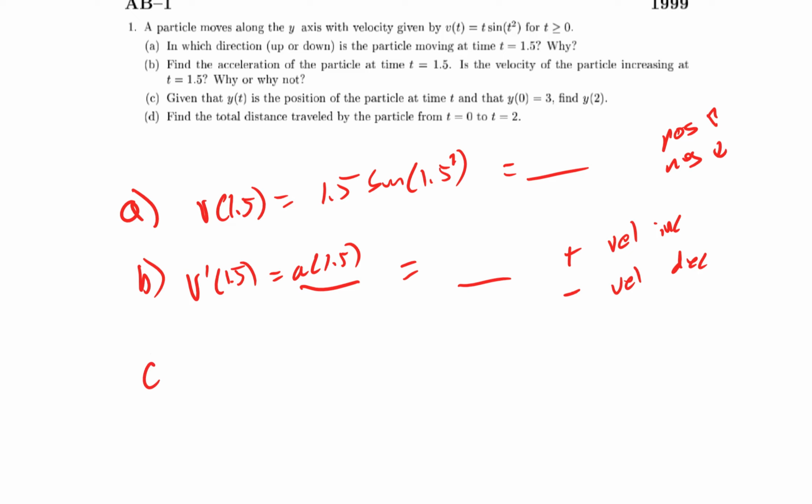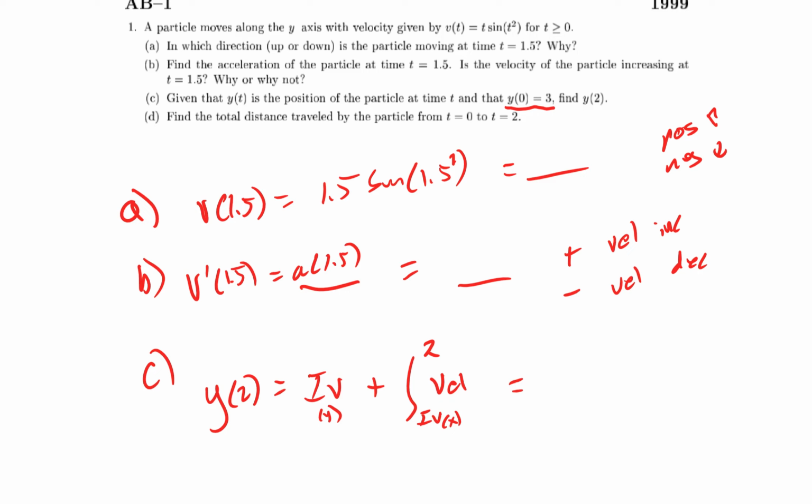C. Given y of t is the position of the particle at time t, and y of 0 equals 3, find y of 2. So the thing I was talking about. You have velocity, they want position. So the way we're going to do this is this. You want the position at 2. You're going to add the initial value of y plus the integral from the initial value of x, to 2, of velocity.